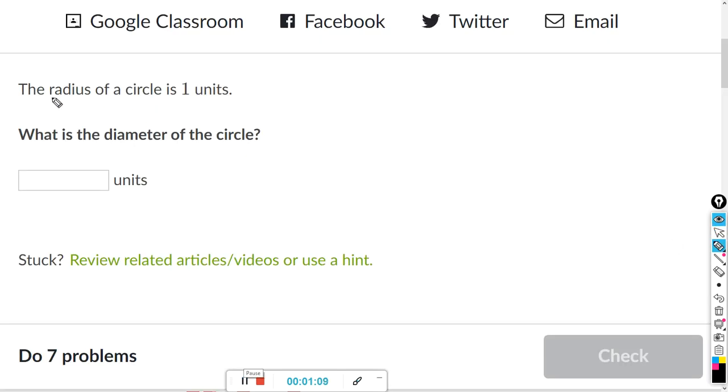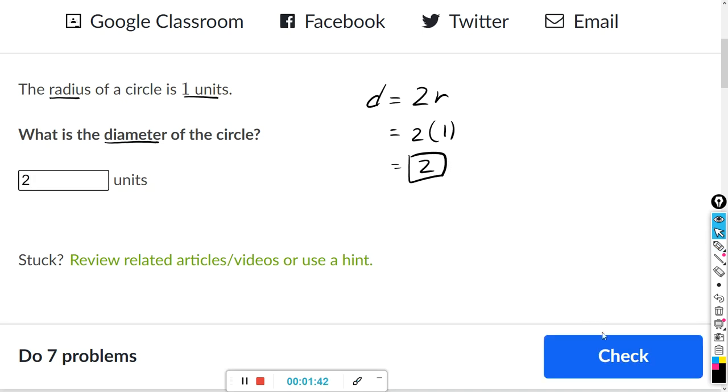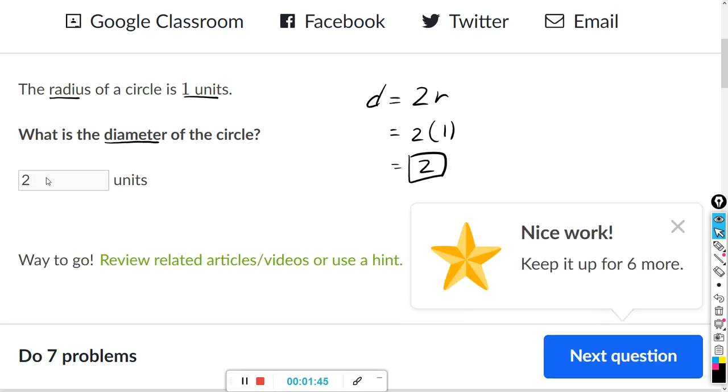It says here the radius of a circle is 1 unit, and they want us to find the diameter. So let's use the formula that has D equals. We said that diameter equals 2 times the radius, and it was given that the radius is 1, so in place of R, we put a 1, and 2 times 1 is just 2. So notice the diameter is just 2 times more than the radius.